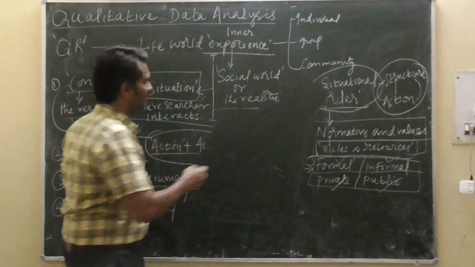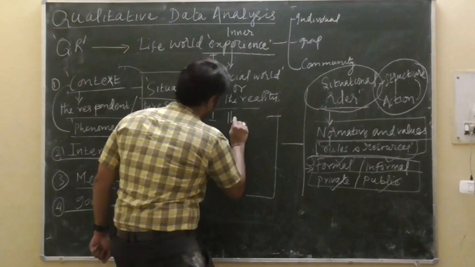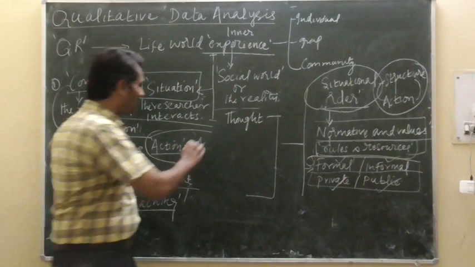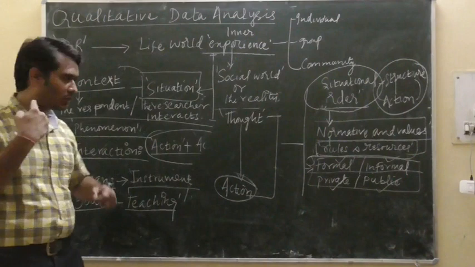When you're understanding the normative and the values, okay, how do you understand it? You understand it through two things. One is through the thought process. So what an actor thinks, what an individual thinks about a particular situation or a particular person or a particular place. So you are trying to understand the thought within that particular situation. At the same time, what kind of action takes place. So you are trying to relate the thought and the action.